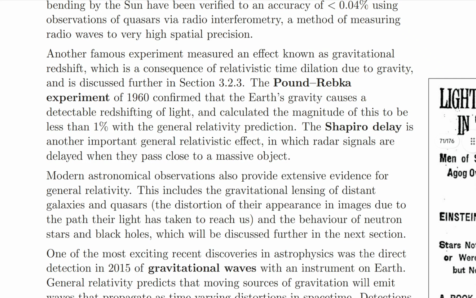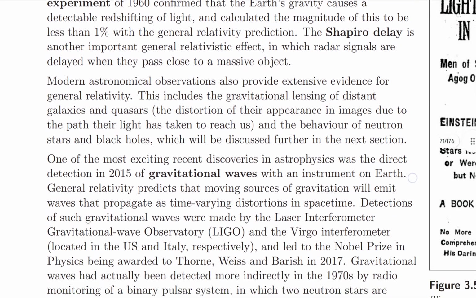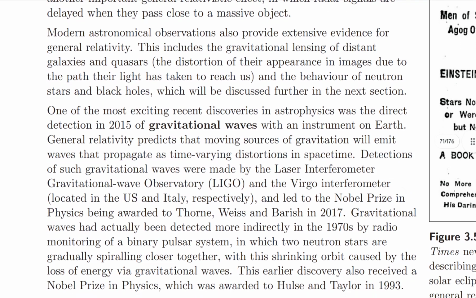Another famous experiment measured an effect known as gravitational redshift, which is a consequence of relativistic time dilation due to gravity, and is discussed further in section 3.23. The Pound-Rebka experiment of 1960 confirmed that the Earth's gravity causes a detectable redshifting of light, and calculated the magnitude of this to be within 1% of the general relativity prediction. The Shapiro delay is another important general relativistic effect in which radar signals are delayed when they pass close to a massive object. Modern astronomical observations also provide extensive evidence for general relativity.